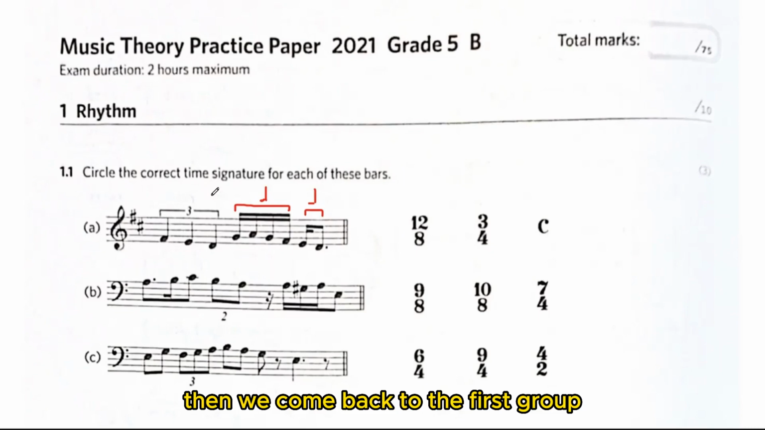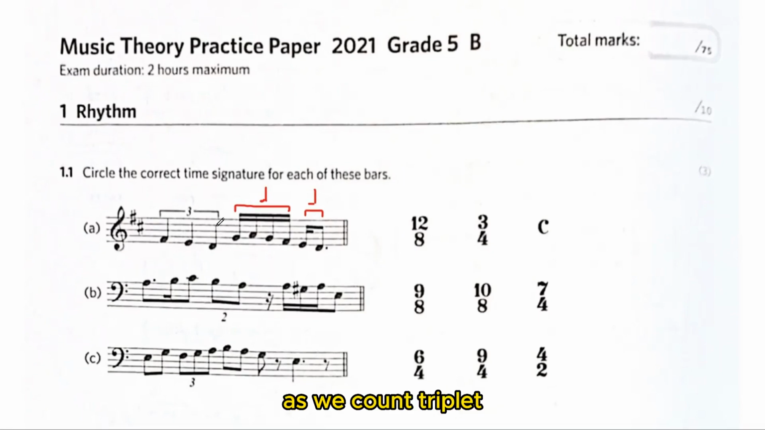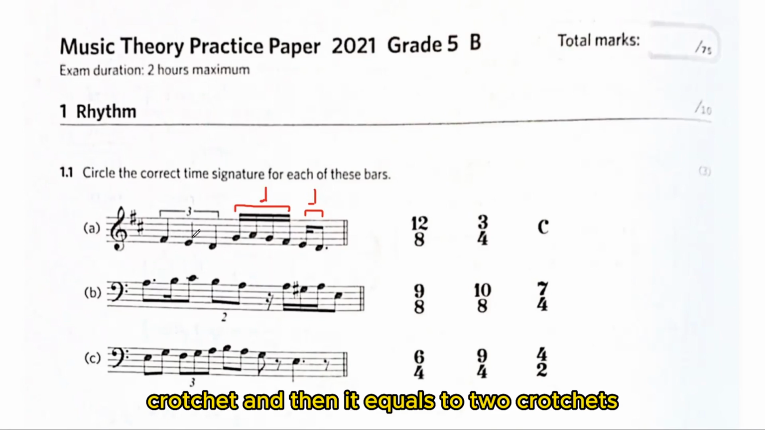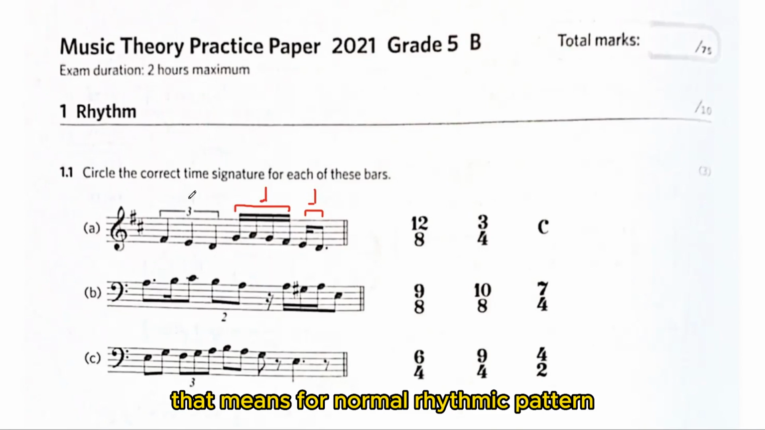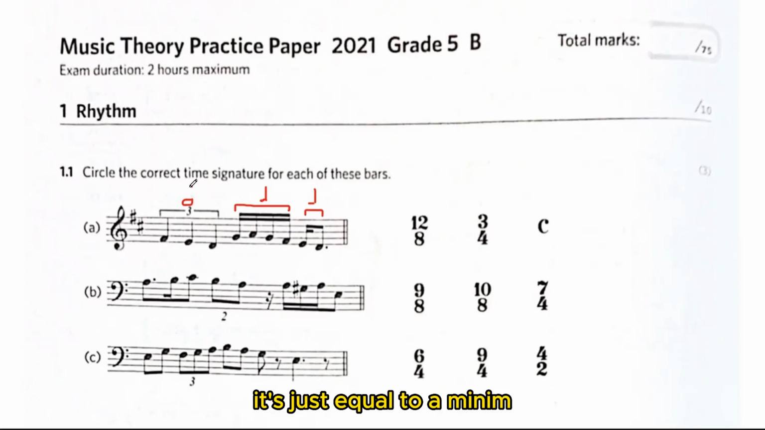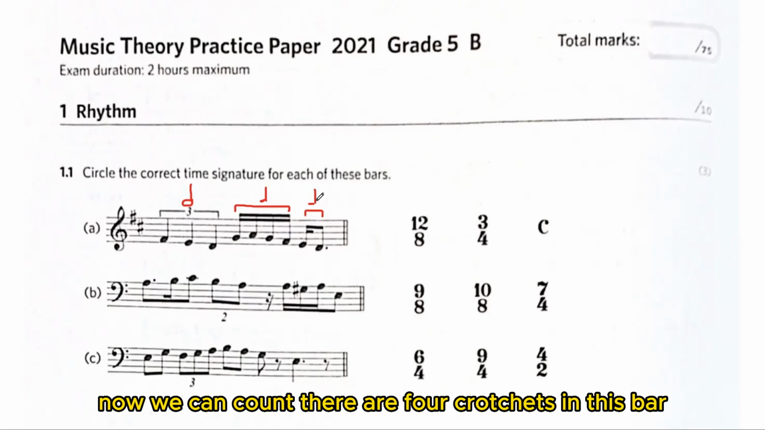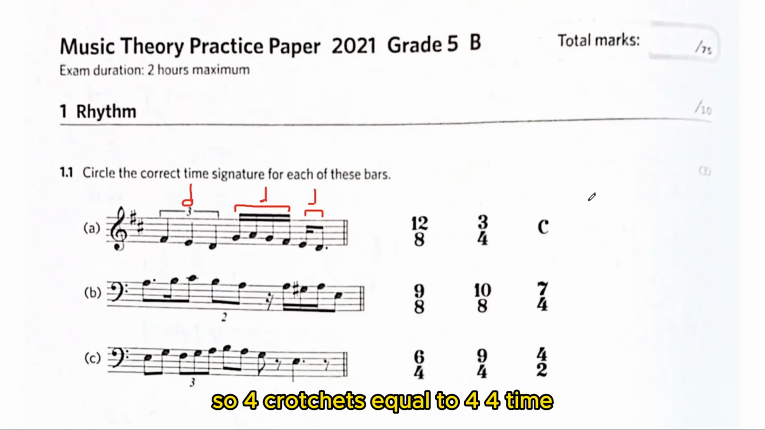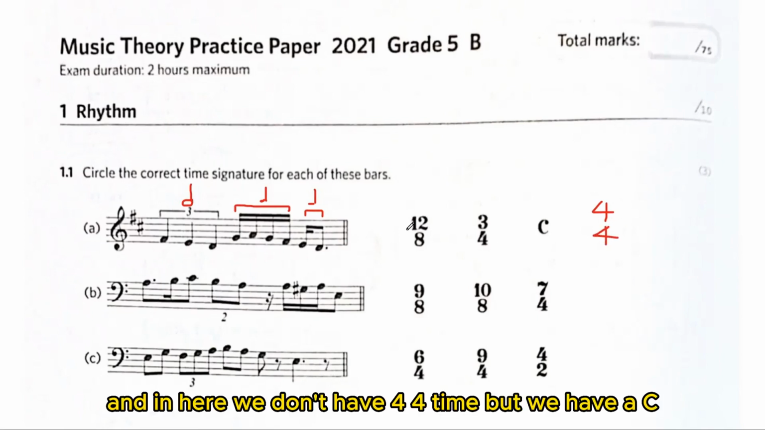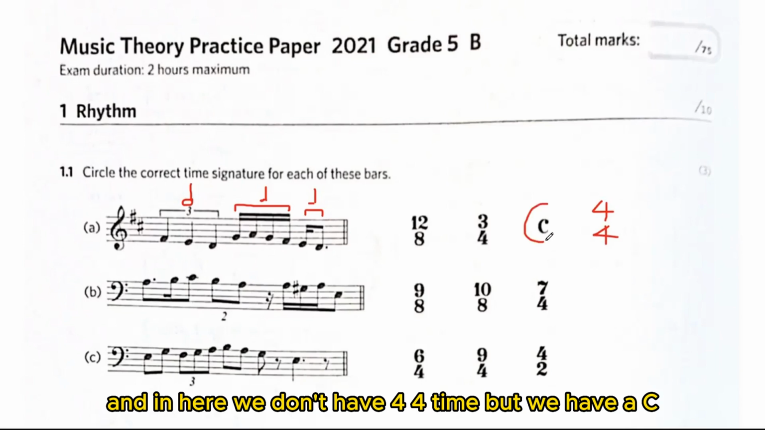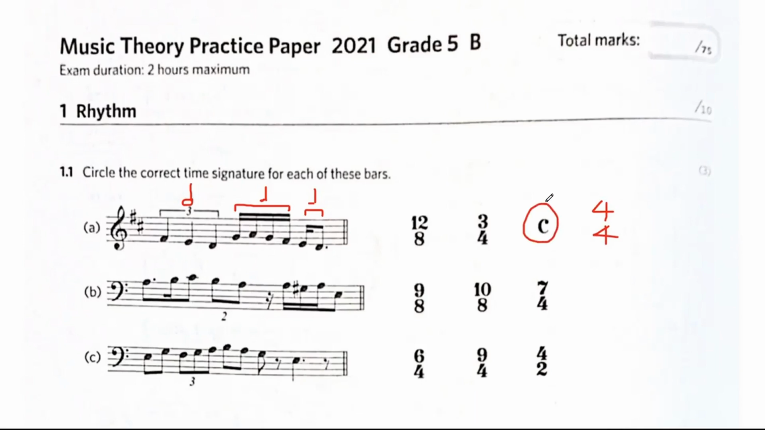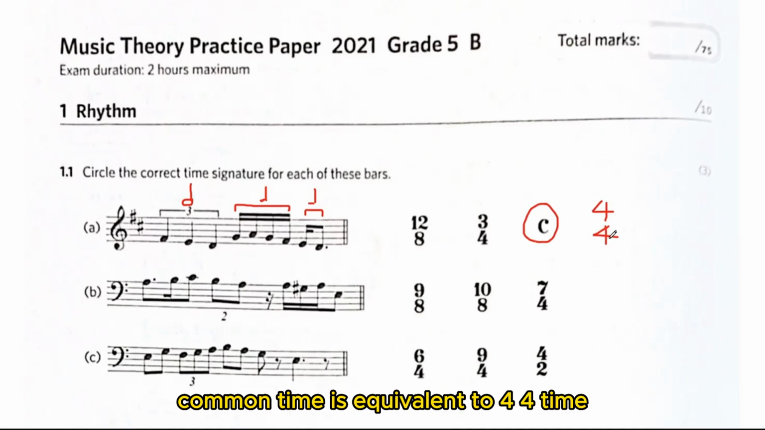Then we come back to the first group. As we count triplet, we can cancel 1 crotchet, and then it equals to 2 crotchets. That means for normal rhythmic pattern, it's just equal to a minim. Now we can count there are 4 crotchets in this bar. So 4 crotchets equals to 4/4 time. And in here, we don't have 4/4 time, but we have a C. This means common time. Common time is equivalent to 4/4 time.